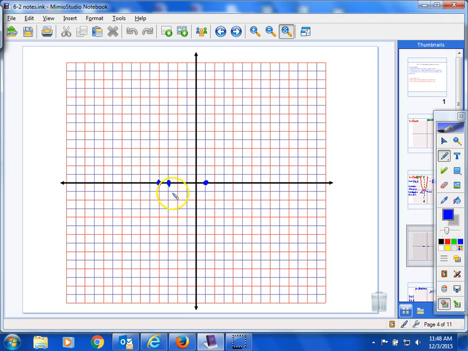So on your graph paper that I've given you, I want you to put those 3 dots on the x-axis in the same place that I've put them. So you're going to make a dot at x equals positive 1, x equals negative 3, x equals negative 4.